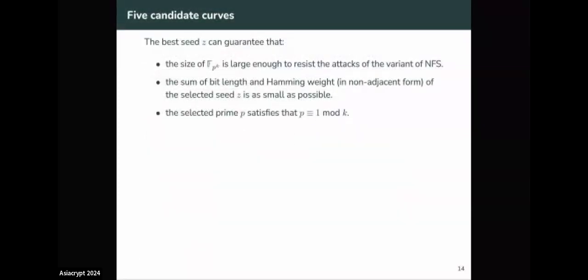Now we consider how to select the seed z. Firstly, the seed z should guarantee that the size of F_{p^{2k}} is large enough to resist the attacks of the variants of NFS. Secondly, to reduce the cost of the Miller loop, we also wish the sum of the Miller loop length and the Hamming weight of the seed z to be as small as possible. Lastly, we also wish the prime p to be equal to 1 modulo k, and this condition can ensure that the full extension field F_{p^{2k}} can be easily represented.